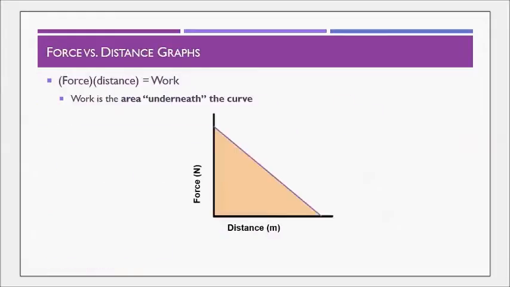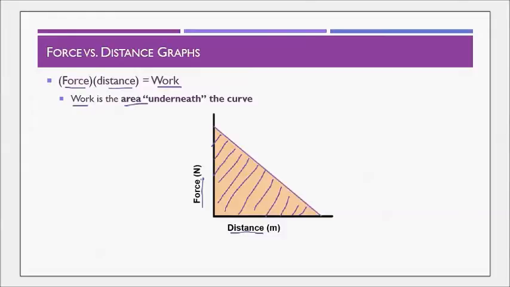So let's take a look at this graph. Graphs in physics are super powerful. We can tell so much information from them, and they come up all the time. So if we have force times distance equals work, and if we have force on one side and distance on the other side, that means in any graph of those two, in the middle, in this shaded area here, we can find the work. So work is the area underneath the curve.